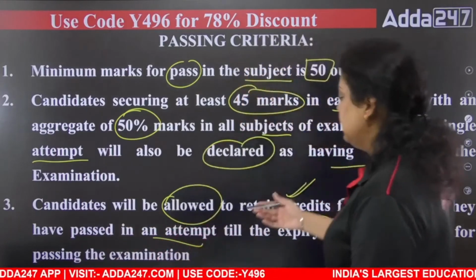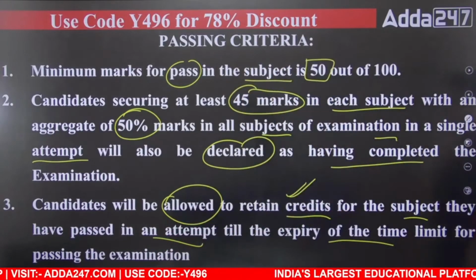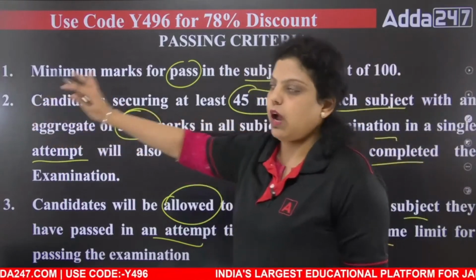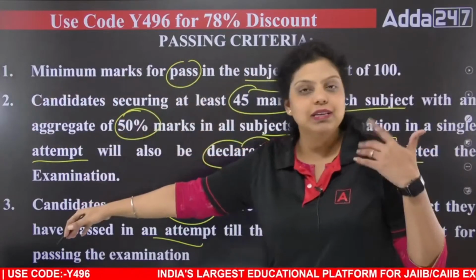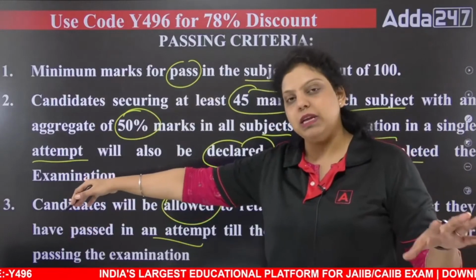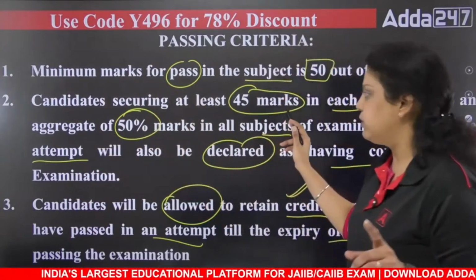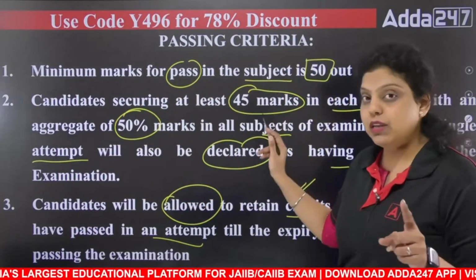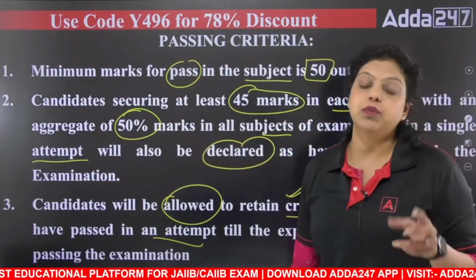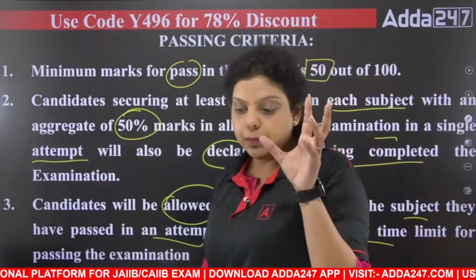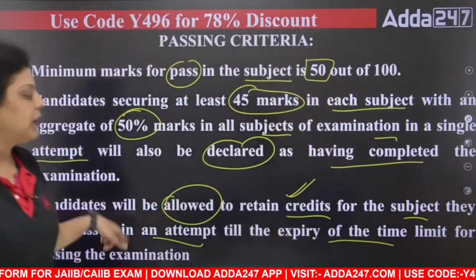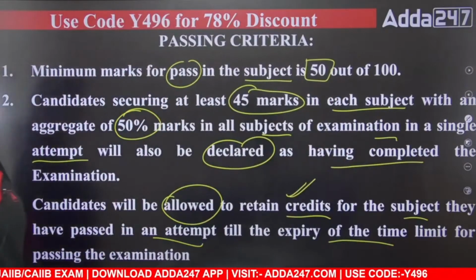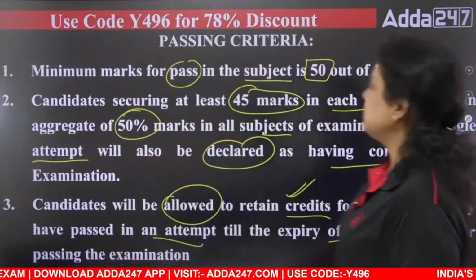Okay, so that's why we are saying that if you are going through individually, you have to score 50 marks. And if you are qualifying all the 3 papers in a single attempt, then each subject you need at least 45, and the other thing is that 50% aggregate marks should be there. Okay, so these are the passing criteria you have to follow for the CAIIB exam.